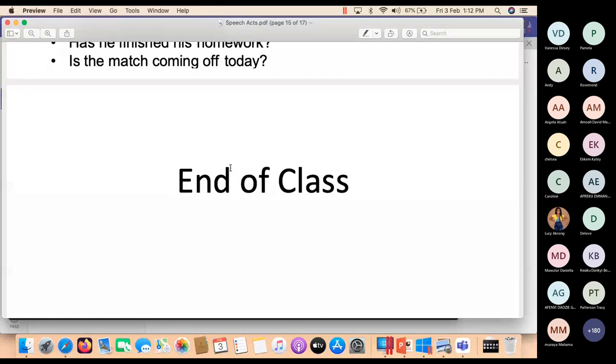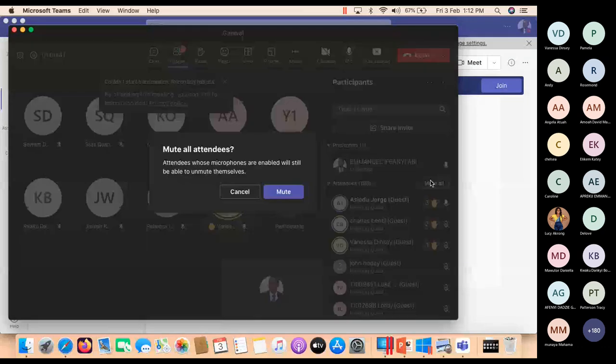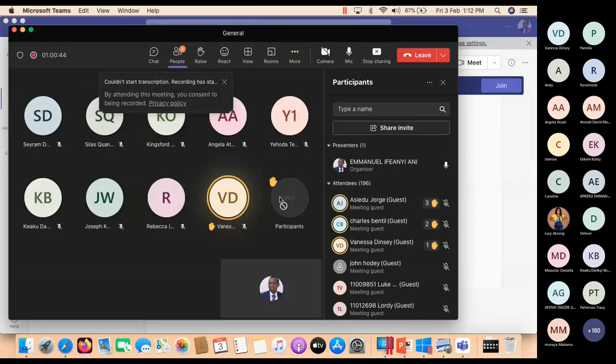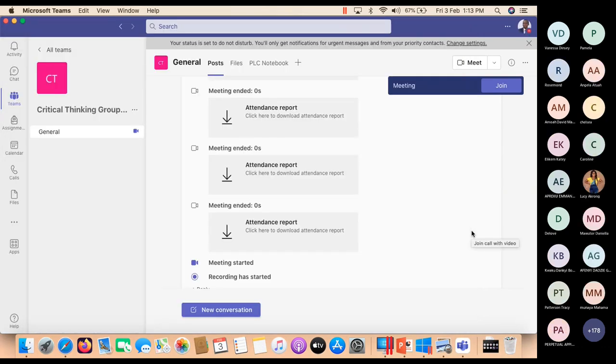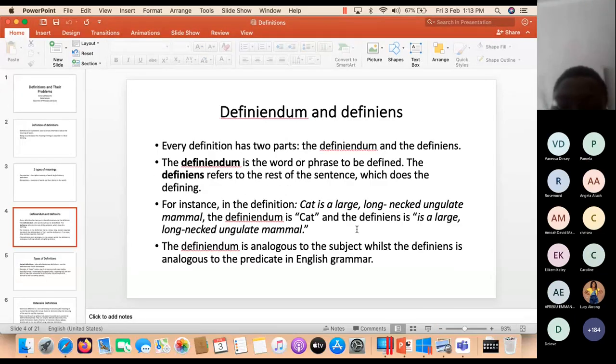Let's get over quickly. Some hands were raised, but I didn't see them on time. So you can bring out your hands. There will be some questions at definitions in just a matter of minutes. So let's begin the definitions and see what we have.